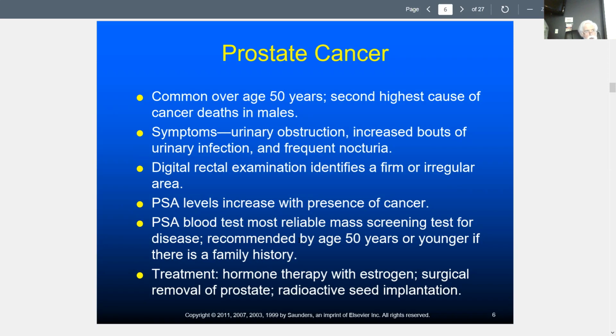But prostate cancer, like breast cancer, is hormonally susceptible. So it's not unusual to have these happen. We look at prostate-specific antigen. That increases with the presence of cancer. PSA also goes up a bit with benign prostatic hypertrophy. And the best screening for that is a blood test.